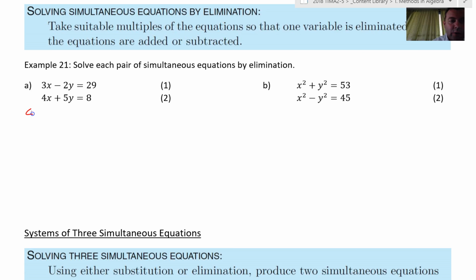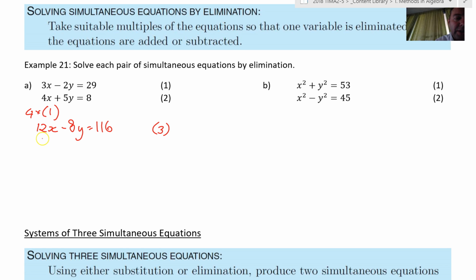I'm going to do 4 times equation 1, and that's going to give me 12x minus 8y equals 112. Not 112, 116. Okay, I'm going to call that equation 3.